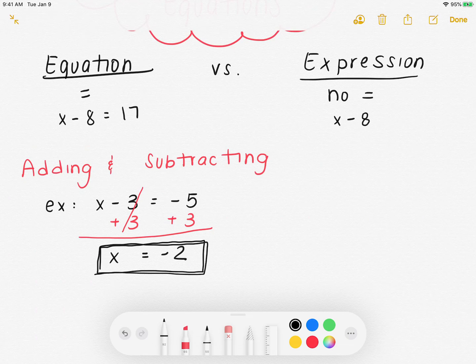I always like to remind myself, because it gets tricky deciding whether to use the same sign or the opposite sign. If you're combining like terms, we're using the same sign, but anytime I'm going to the opposite side of the equal sign, I want to use the opposite sign. So I've added 3 because I was moving to the other side of the equal sign.